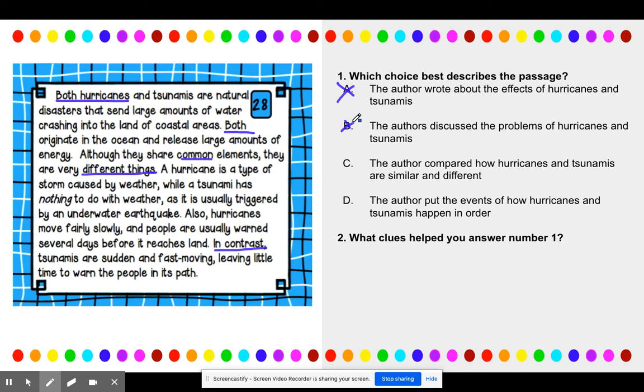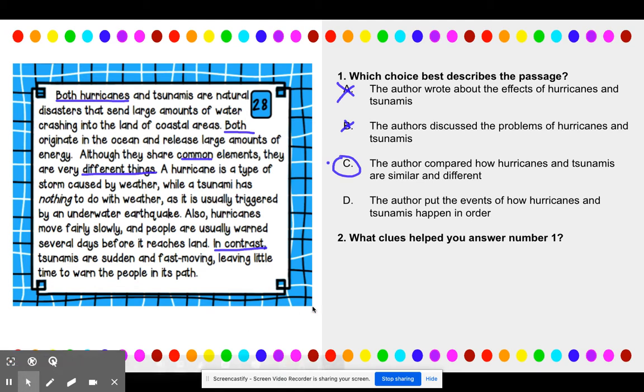C: The author compared how hurricanes and tsunamis are similar and different. Oh, I really like that one. I'm going to put a little star beside it because that's what I'm thinking. D: The author put the events of how hurricanes and tsunamis happen in order. No, he did tell me how hurricanes and tsunamis happen, but he did not put them in order for me. So my best choice here is C.